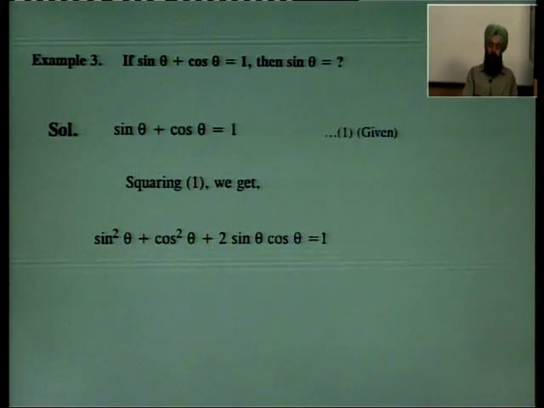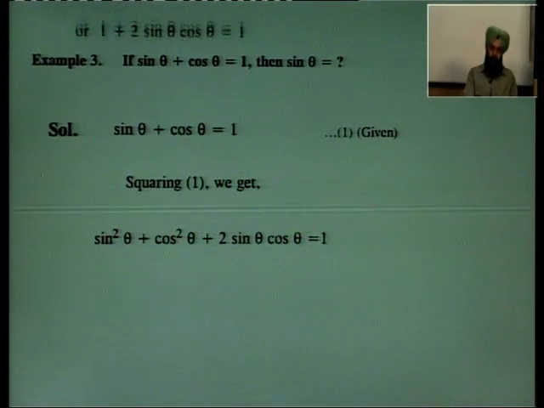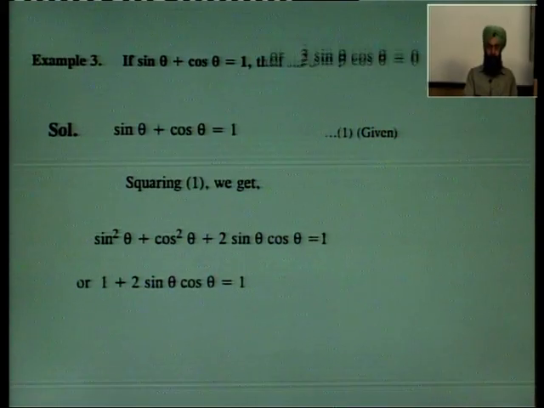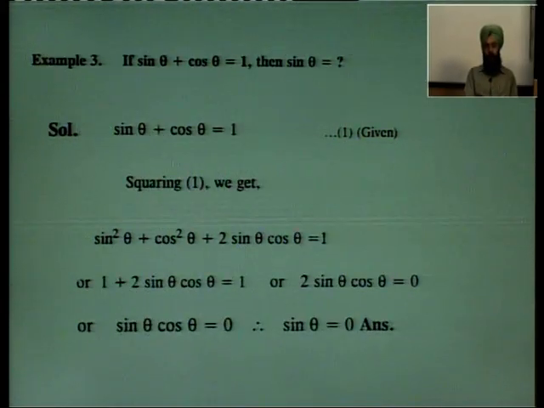And we know that by trigonometric identities, cos square theta plus sine square theta is equal to 1. So, therefore, 1 plus 2 sine theta cos theta is equal to 1, that is 2 sine theta cos theta is equal to 0, or we get sine theta is equal to 0, because 2 sine theta cos theta is equal to 0 means sine theta cos theta is equal to 0, that is sine theta is equal to 0.